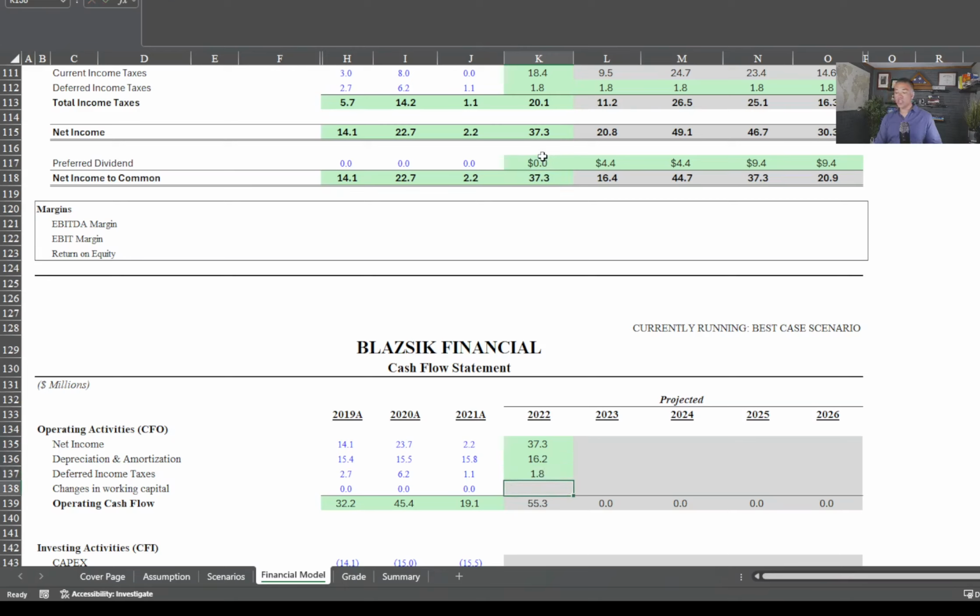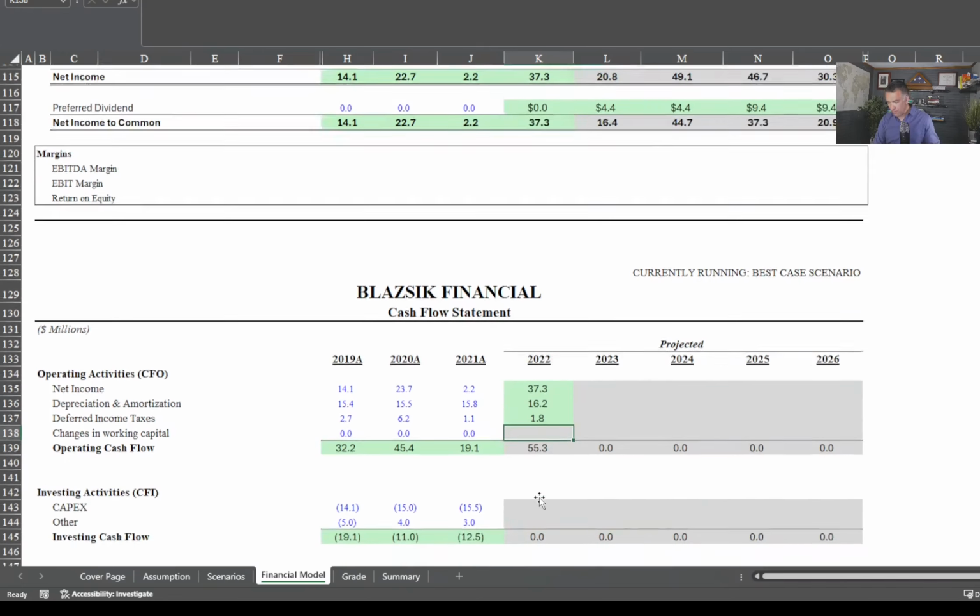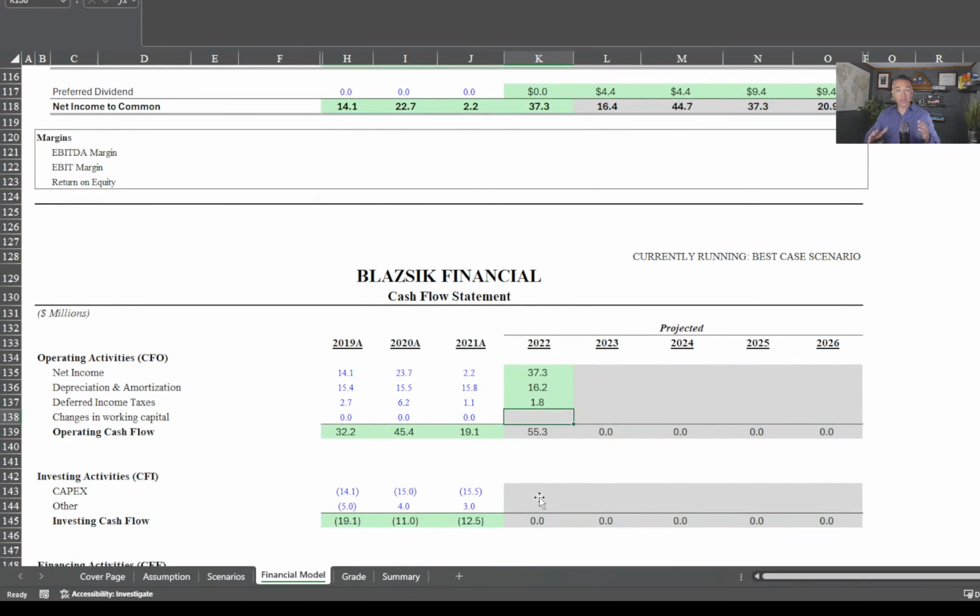And then last is changes in working capital. Okay. I have a video on working capital. Take a look. I'll explain it much more thoroughly. I'll briefly explain it here.